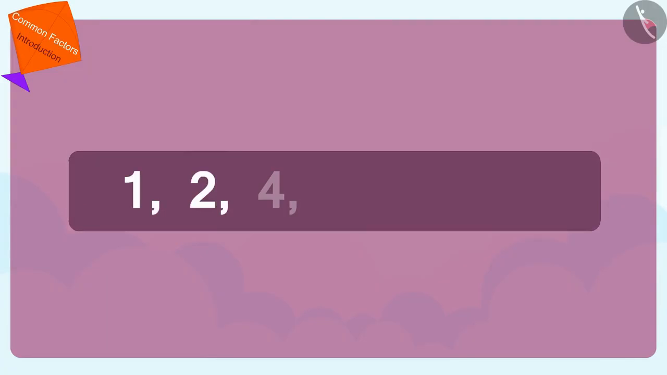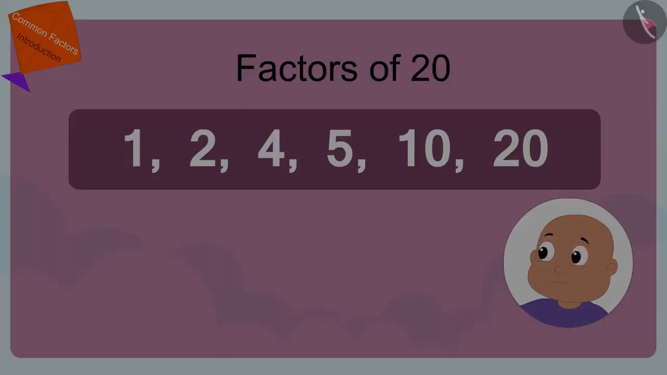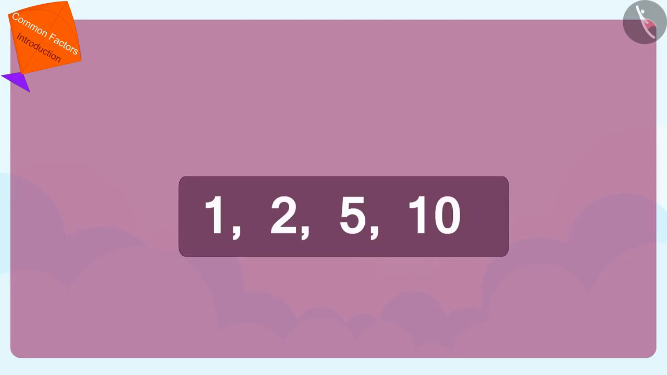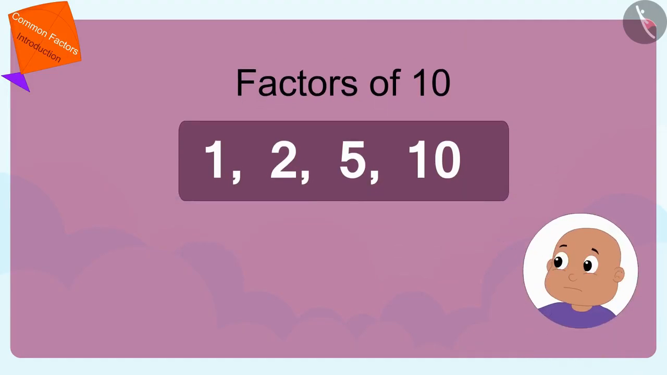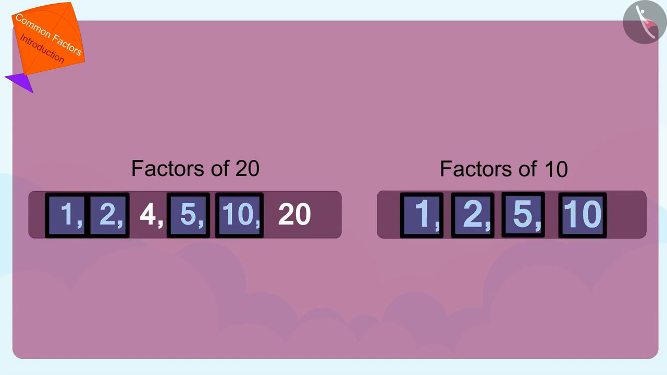He first wrote the factors of 20 in this way. Now Bablu wrote down the factors of 10. Yes, these numbers 1, 2, 5 and 10 are factors of both 20 and 10.